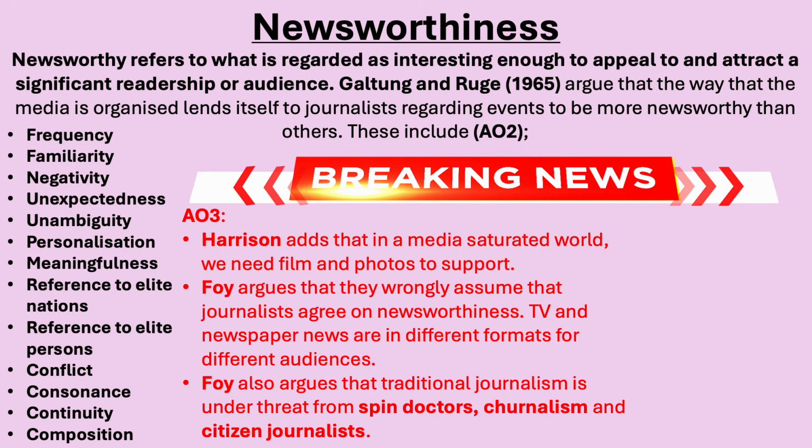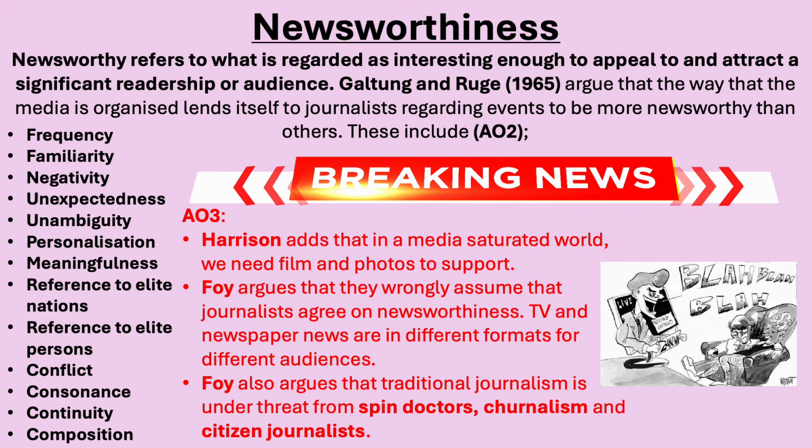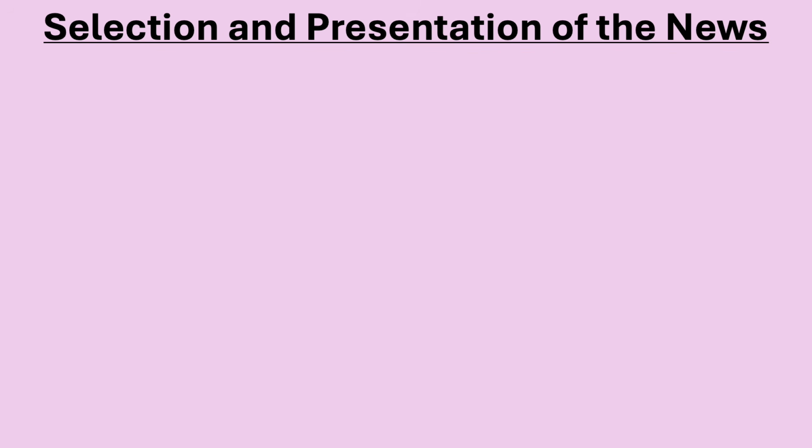Harrison adds that in a media saturation world, we need film and photos to support. Voigt argues that they wrongly assume that journalists agree on newsworthiness. TV and newspaper news are in different formats for different audiences. Voigt also argues that traditional journalism is under threat from spin doctors, churnalism and citizen journalists. So looking into what those mean, we're going to have a look now.